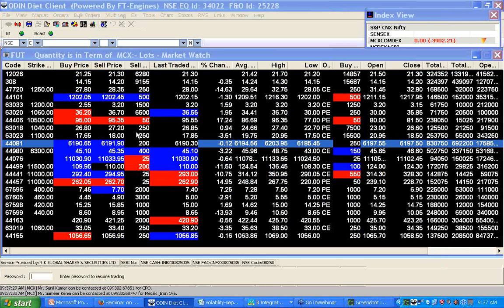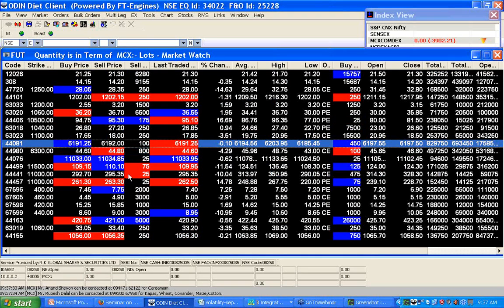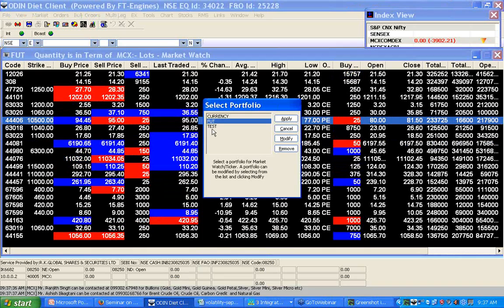So let us see what Axis Bank is giving us now.